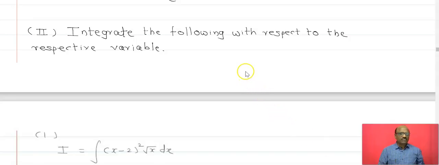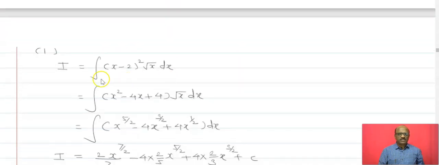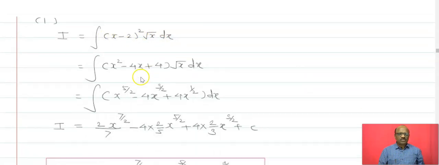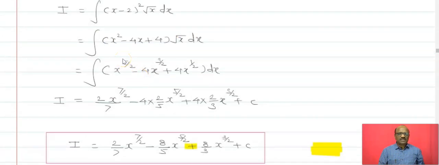Now let us start. Integrate the following with respect to the variable. First, I is equal to the integral of (x minus 2) whole square into root x dx. Expand (x minus 2) whole square, and you will get (x square minus 4x plus 4) into root x dx.